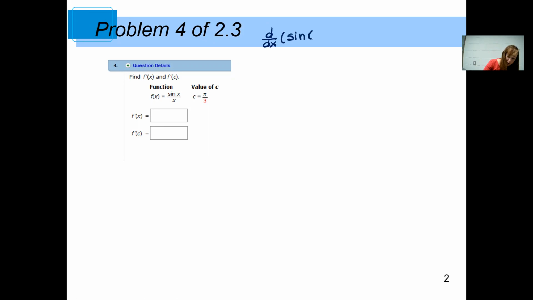The derivative of sine of x with respect to x is going to be equal to cosine of x. And then the derivative of the cosine function: the derivative of cosine of x with respect to x is going to be equal to negative sine x. And again, that was proven in an earlier chapter, so you can accept it to be true.